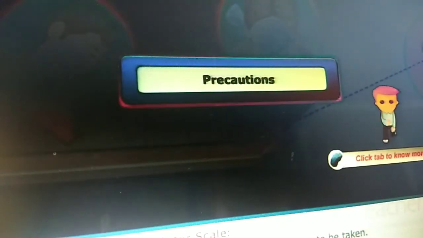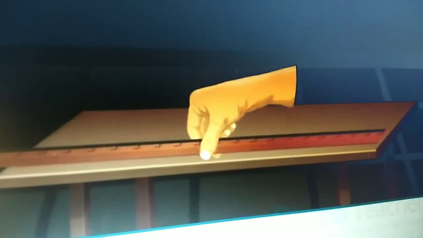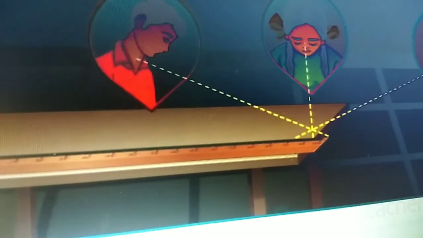Precautions. Click tab to know more. Precautions. Place the scale exactly along the length to be measured. Zero point on the scale should coincide with the starting point of the length to be measured. Our eyes must be vertically above the point of coincidence of scale where the measurement is to be taken.